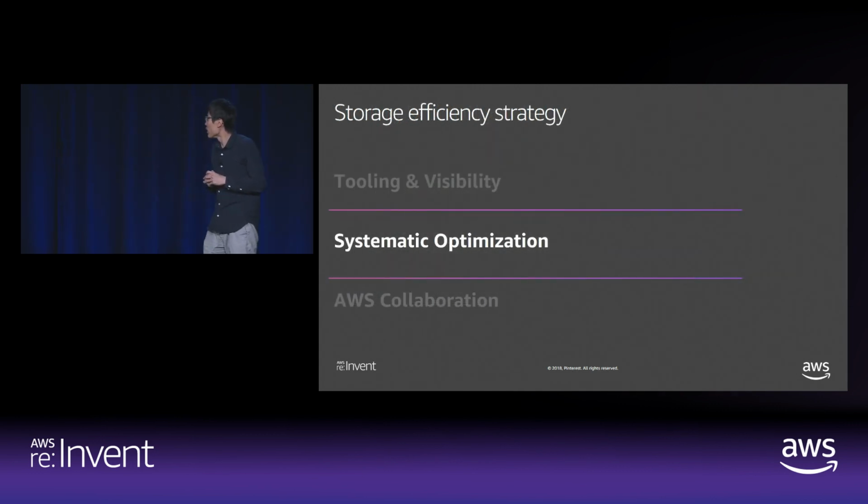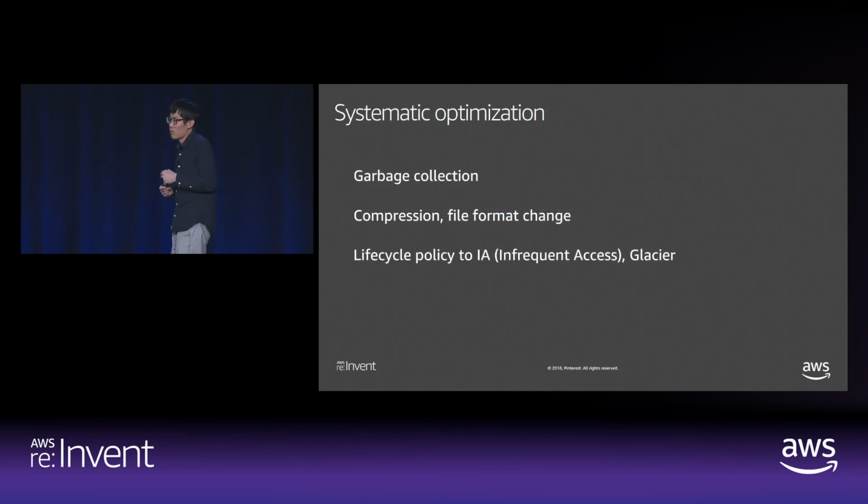That's pretty much it for the tooling and visibility. With the tooling and visibility we built in-house, it comes to the actual optimization and the governance we put in to drive down the usage and bend the growth curve. For us, when we're thinking about optimization, there are mostly three approaches that we are leveraging. The first is garbage collection.